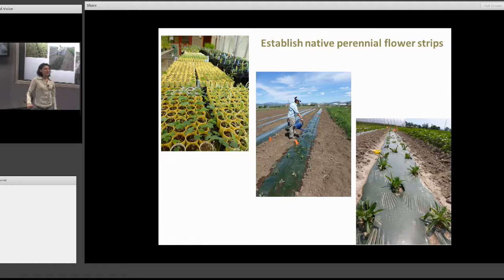And so for that project, we didn't see any differences in fidelity across habitats of different sizes.